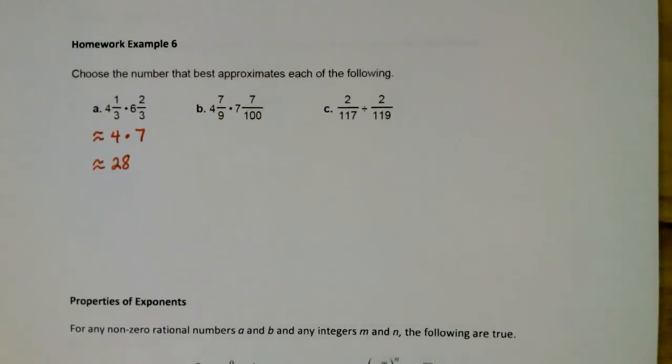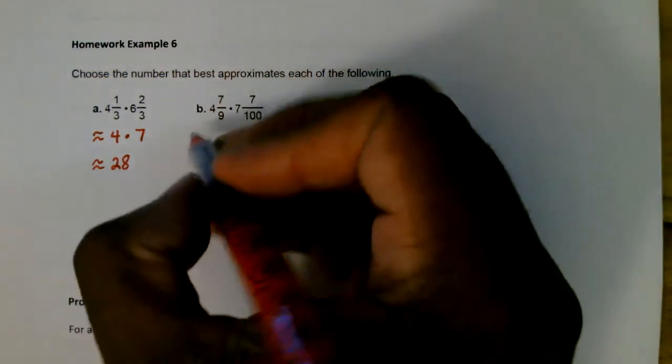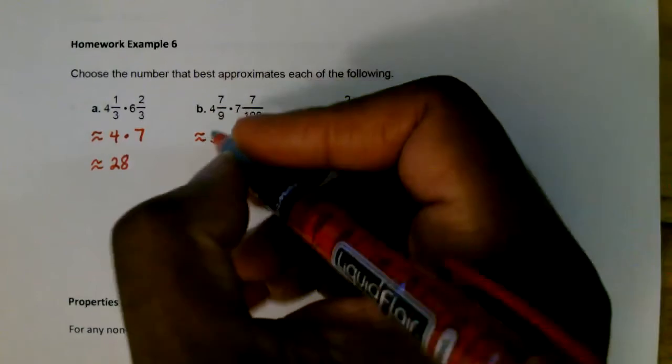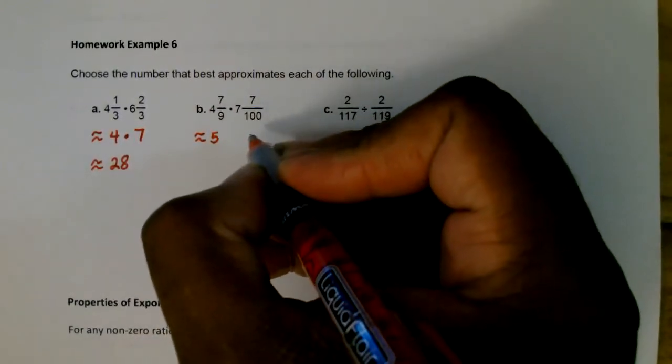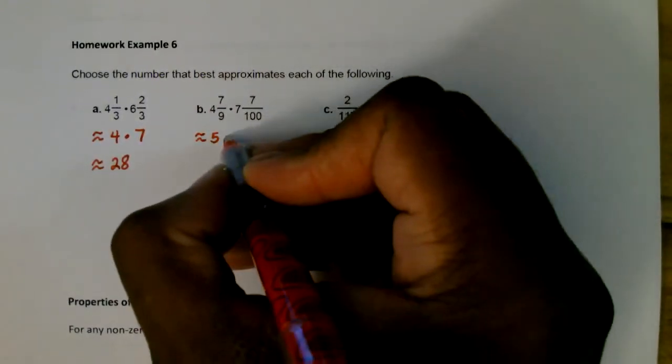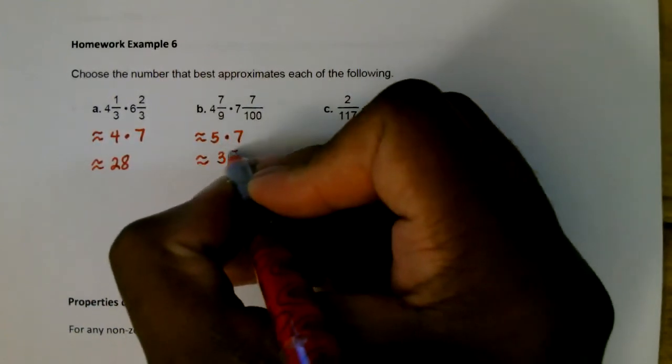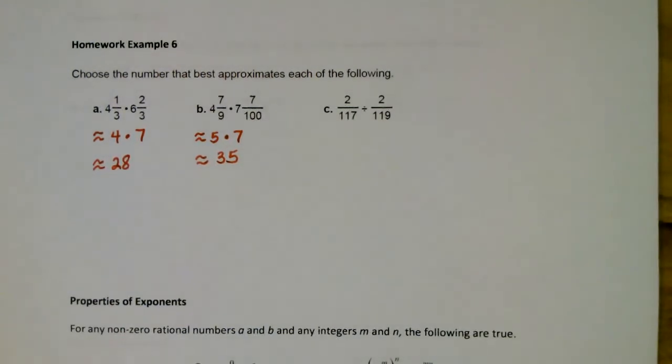And then for 4 7/9 times 7 7 over 100, well, 4 7/9, I would round it up to 5 because 7/9 is close to 1 whole. So let's round it up to 5. 7 7 over 100, let's keep that as 7. So 5 times 7, that's 35. So for 4 7/9 times 7 and 7 over 100, the product of that would be approximately 35.